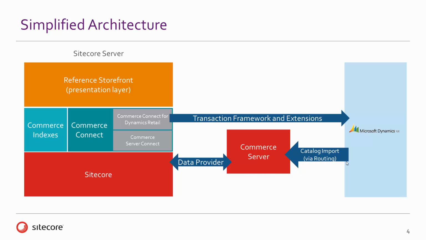the point of all that is really just to say what routing achieves is taking that information in the Dynamics AX instance, transforming that and importing that into Commerce Server, where it can then be used in Sitecore and through the rest of the stack.